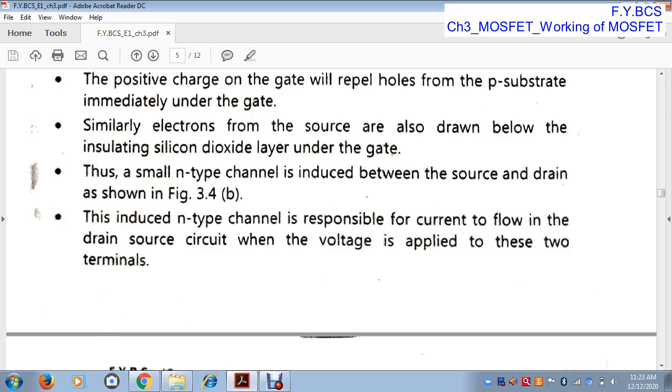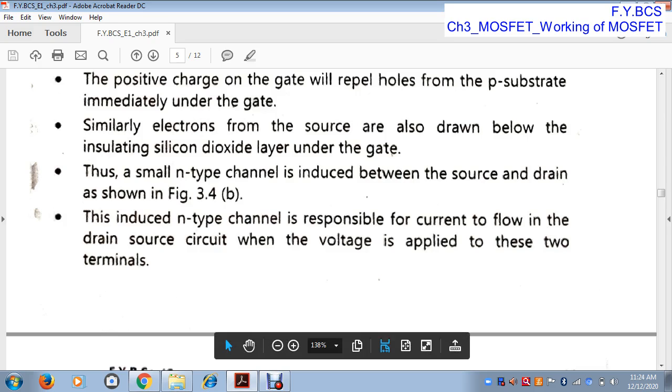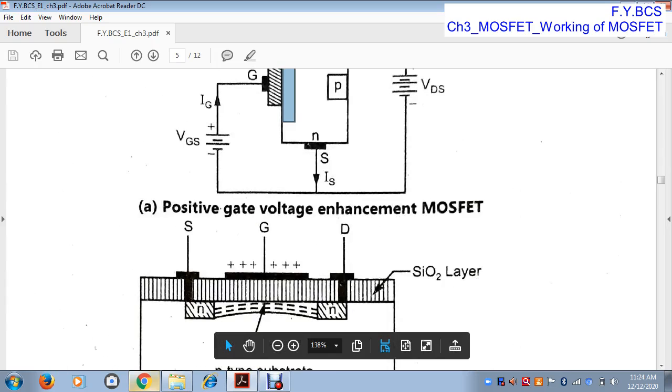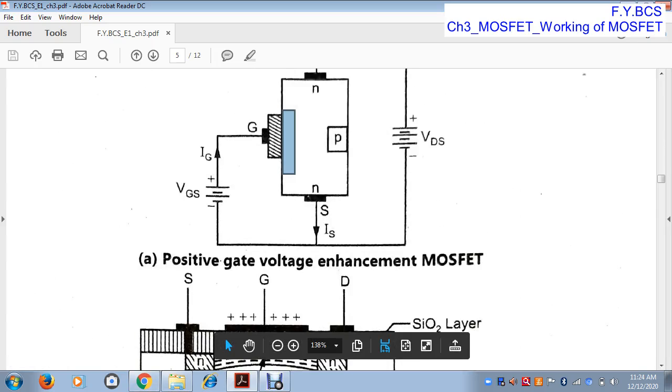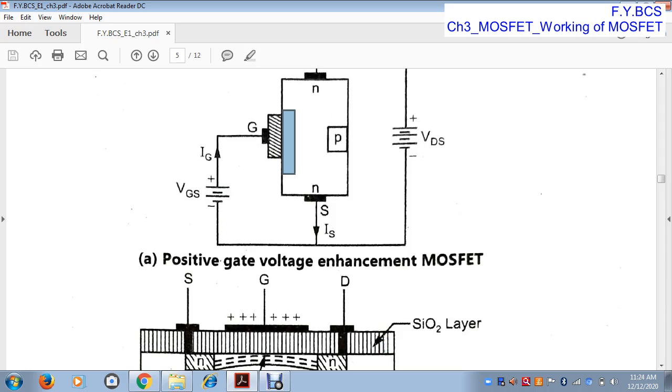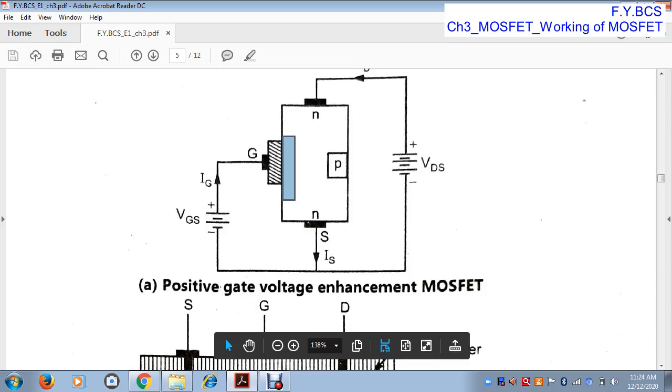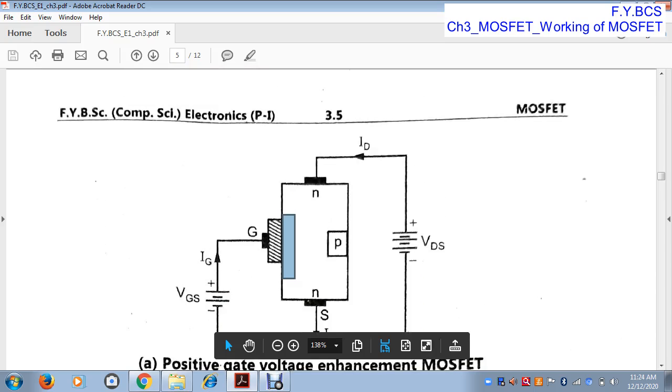This induced n-type channel is responsible for the current flow in the drain-to-source circuit when voltage is applied to these two terminals. Because of this channel, current will flow from source to drain when we apply VDS. Now that contact is formed between source and drain, there is a current flow from source to drain because of the VDS voltage source we apply. Okay.